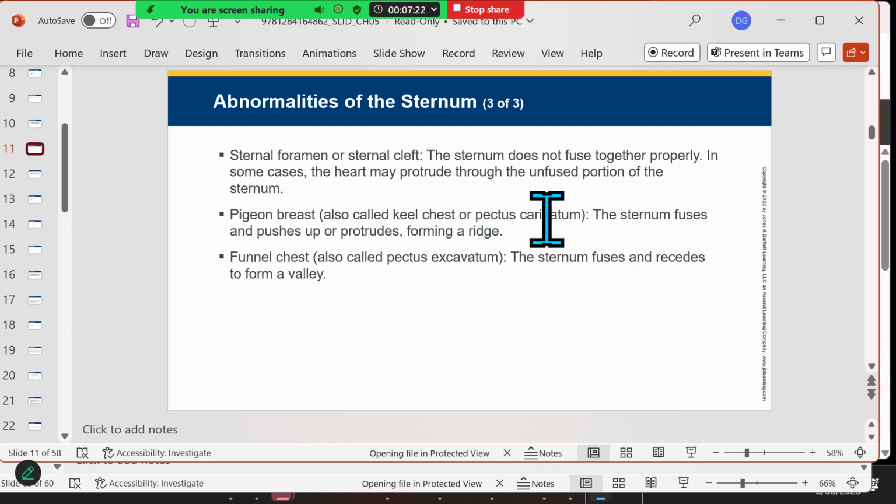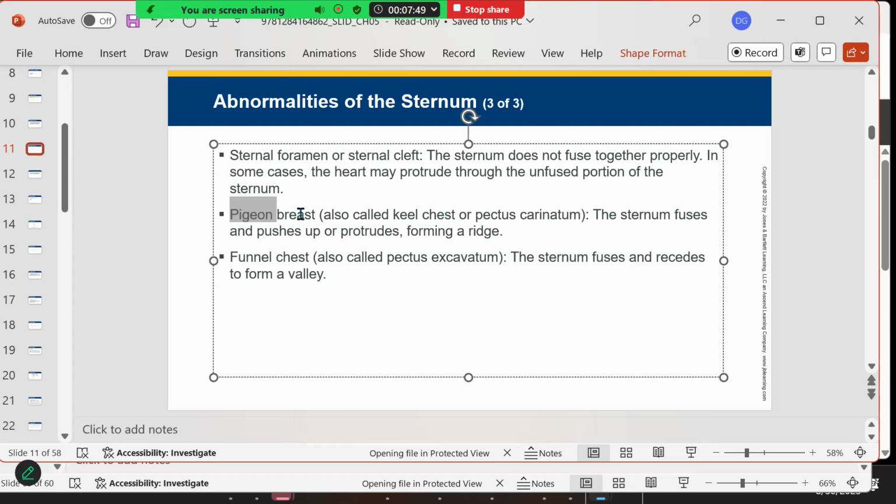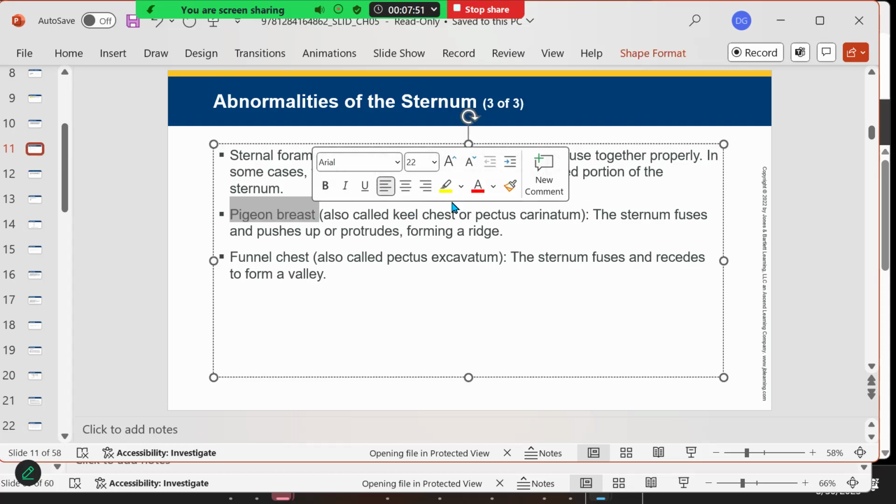Sternal foramen or sternal cleft, that's where the sternum does not fuse properly. That's rare. We hardly ever see that. Once in a while, you actually see an infant born with the heart visible on the outside. That can usually be corrected and must be quickly because we don't want to leave that in such a vulnerable location.